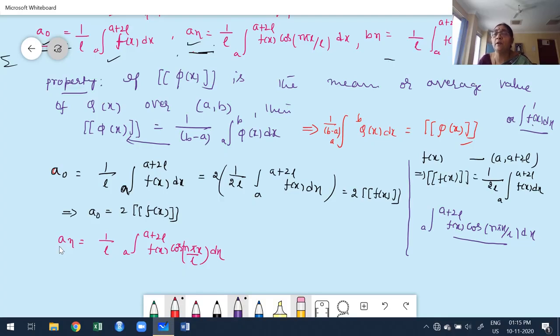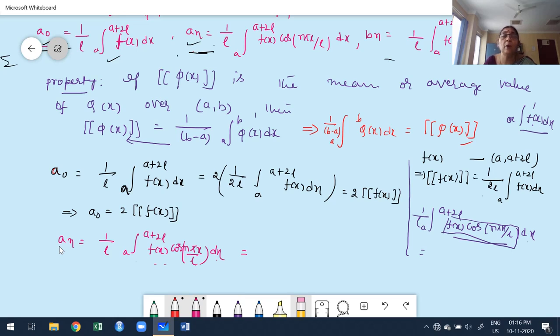Then only is it possible to evaluate this function by applying the upper and lower limits. Like that, the integration of a to a plus 2l of f of x into cos of n pi x by l with respect to x means this product of functions must be defined in which interval? a to a plus 2l. From this property, please try to understand the meaning: the integration of a to a plus 2l of this product of two functions with respect to x means this product must be defined in the interval a comma a plus 2l.